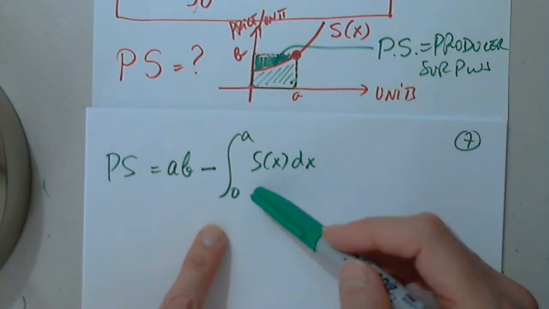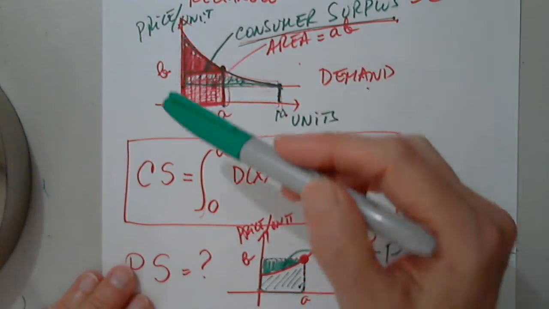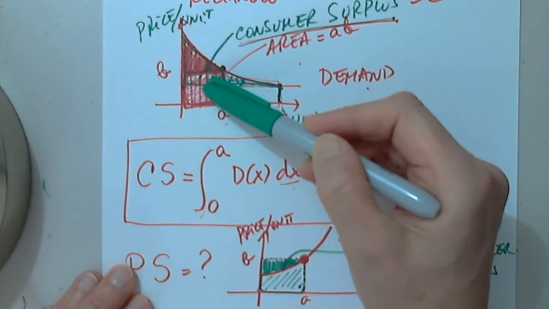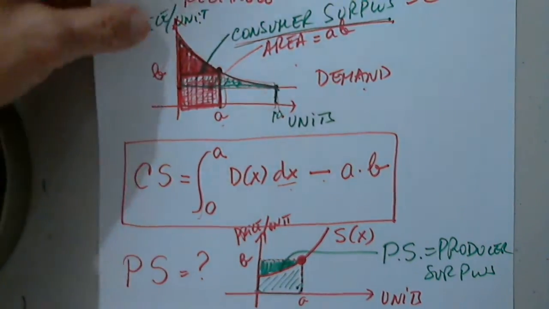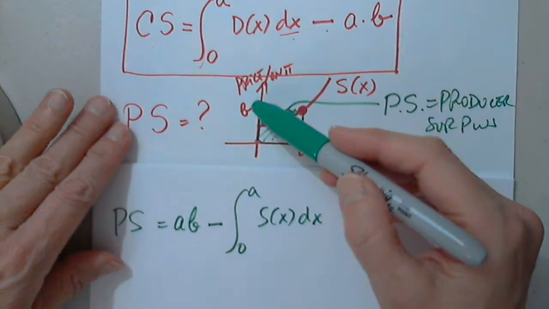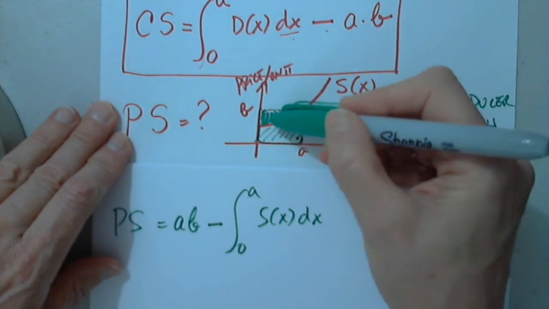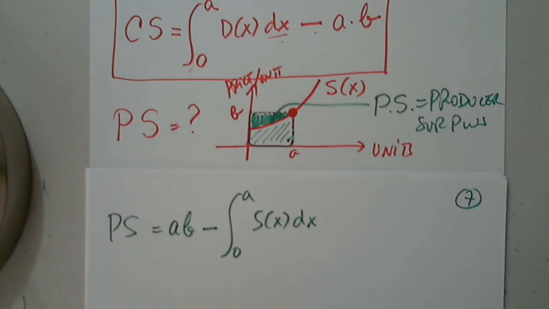But I have to subtract the area under the graph this time. Here, from the area under the graph, I was subtracting the area of the rectangle. Here is the opposite. From the area of the rectangle, I subtract the area under to get this piece. Is this clear for everyone? That's all there is here. And now we are ready to look at problems.